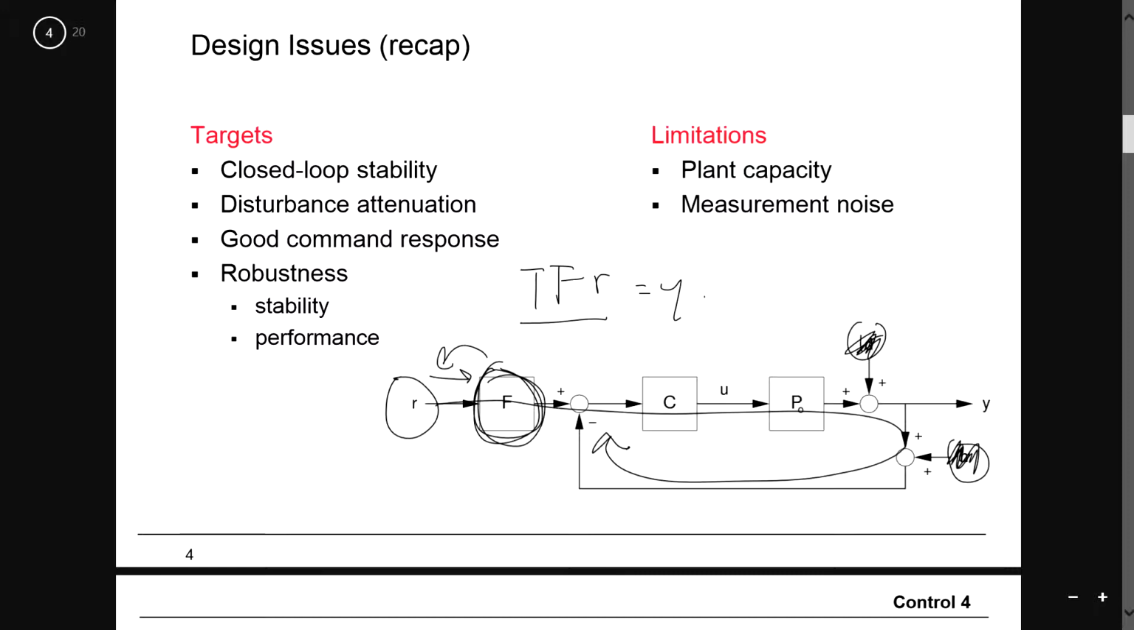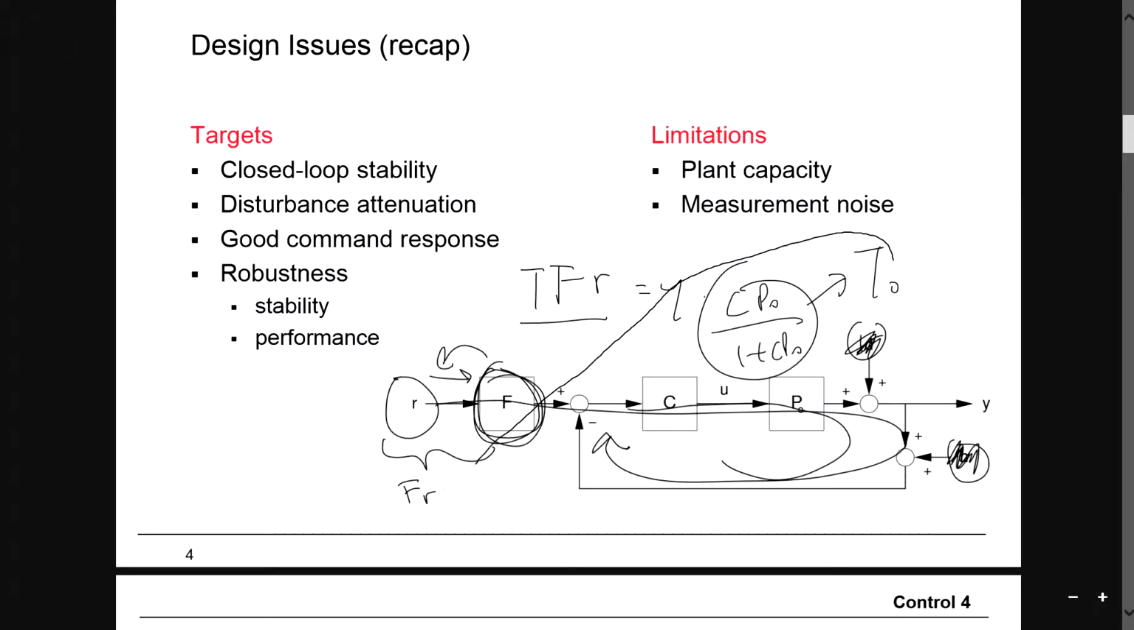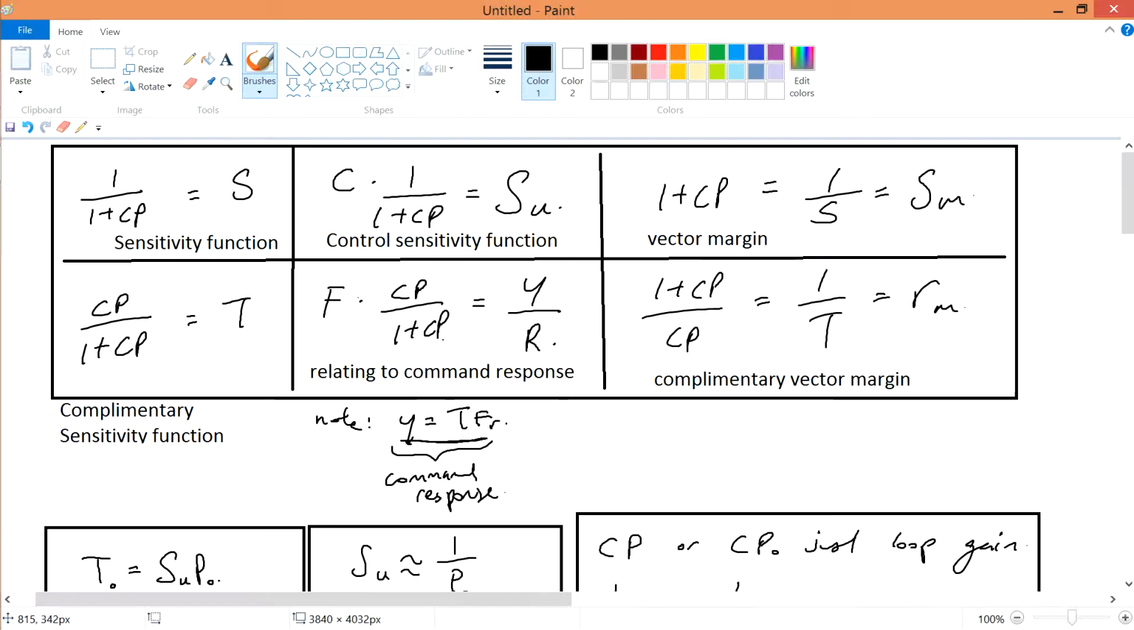So in other words, this is FR, so far so good, and this whole loop itself is CP naught over 1 plus CP naught, which is also equal to T naught. So T naught times FR is what you have over here, and this represents your output. Because output is a response, we call this whole thing the command response. And if it's P naught, then this is T naught, and we also call this the command response.